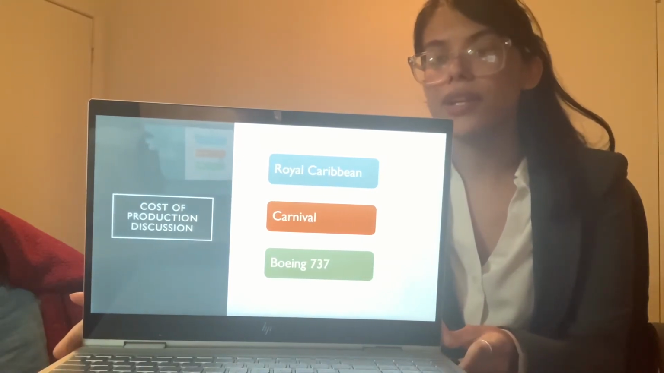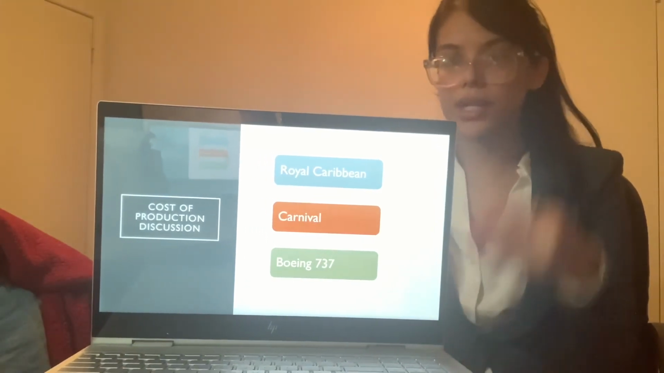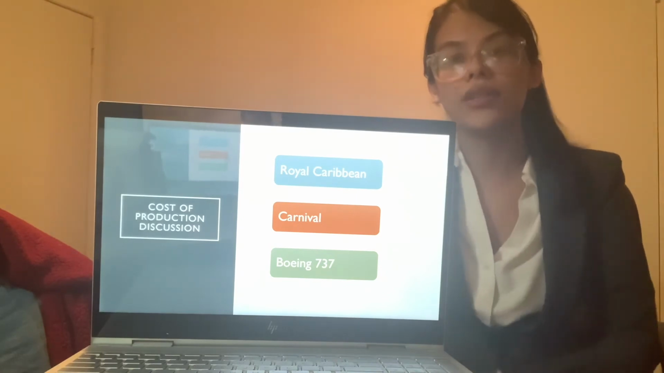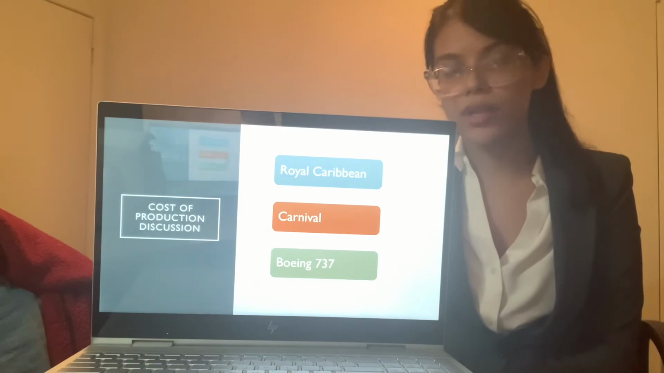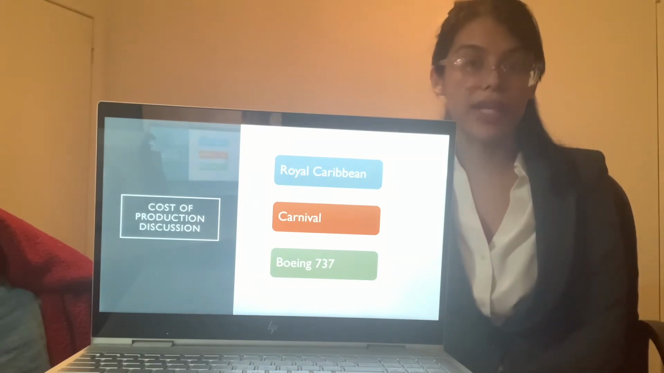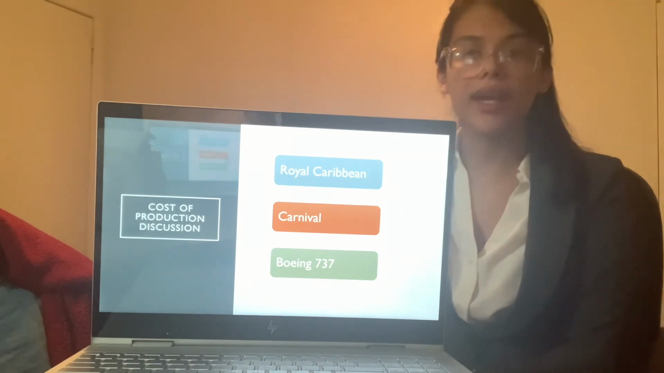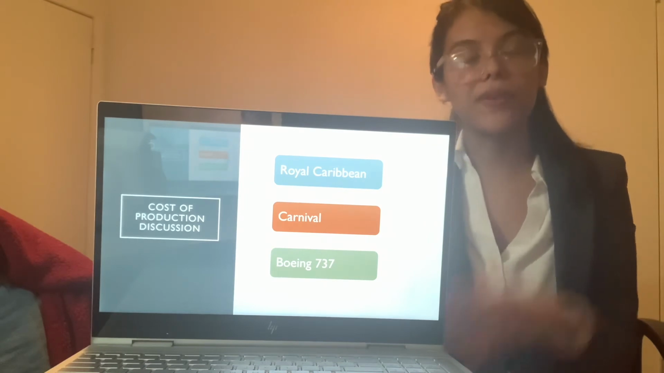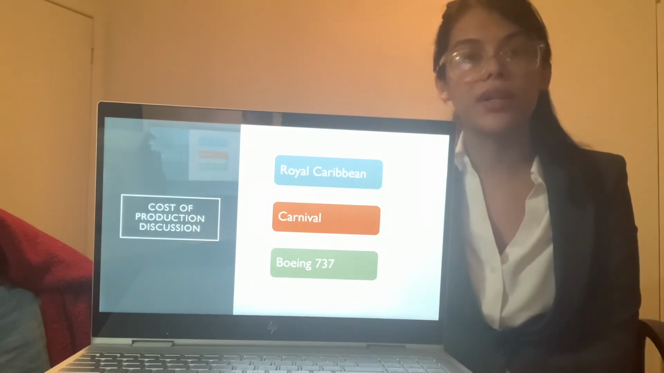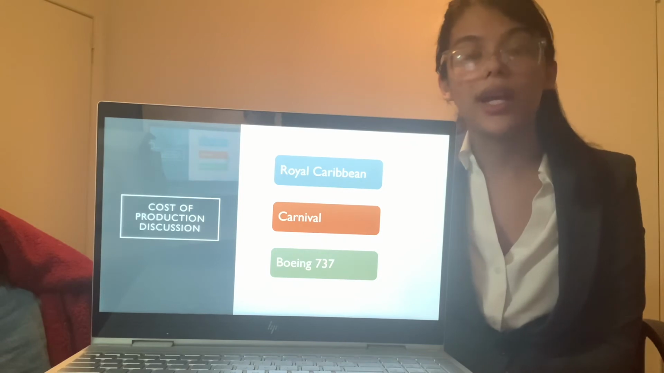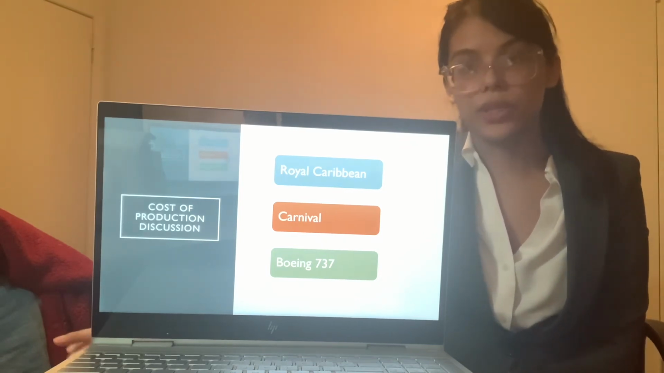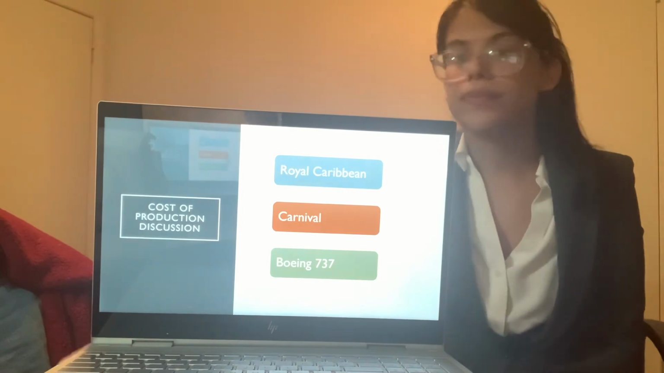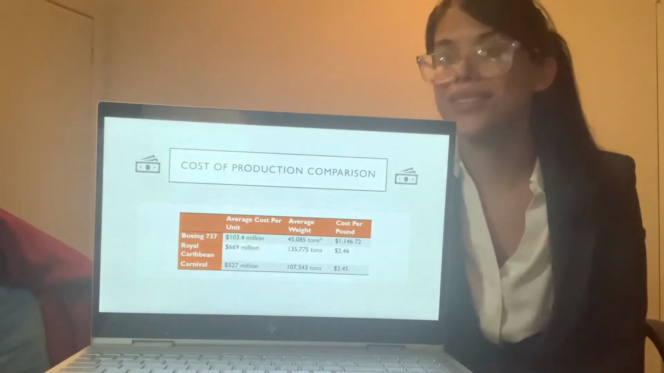The next criterion that I will be discussing is the cost of production. To make things easier, I used two of the most popular cruise lines, Royal Caribbean and Carnival, because they have the most ships out of any other cruise line, which provides for more data. I will also be using the most popular aircraft, the Boeing 737, which was again easy to find data for.